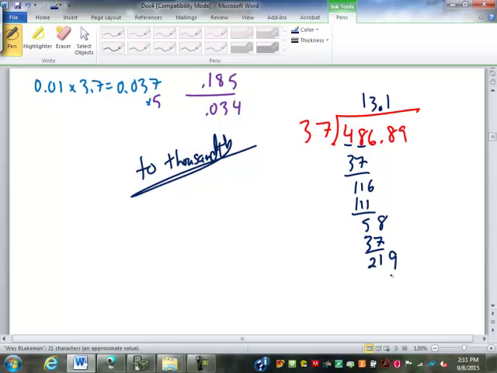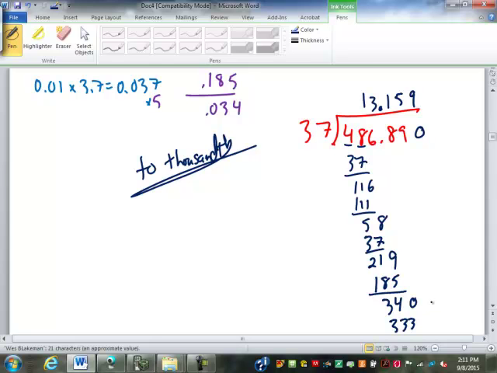Bring down the 9. That would be 5 times, right? 185. Now what? We can add zeros, bring it down. 37 into 340. 9 times is what, 333?